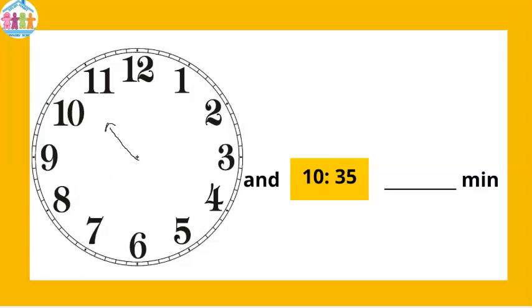Now my question is, what's the difference between 10:55 and 10:35? Now 10:35 will be here when it is here. Now what's the difference between this and this? So to count, I'll count 5, 10, 15, 20. So we have 20 minutes in between. I'll write that again. 20 minutes.